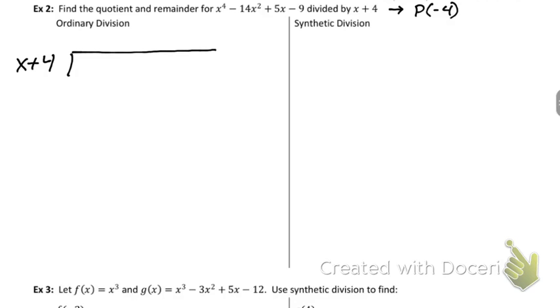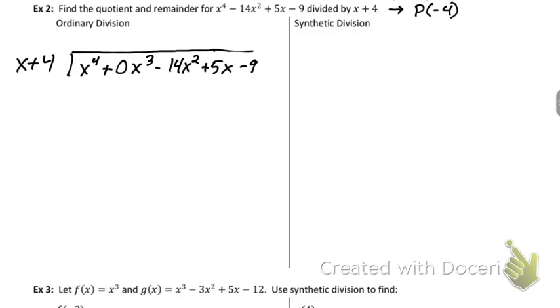Like Lizzie said, we have to account for every power. If they give me an x to the 4th, I have to account for x to the 4th, x to the 3rd, x squared, x, and I have to account for a constant. So we're going to plug in x to the 4th. We do have to account for 0x cubed. Then we have negative 14x squared plus 5x minus 9. And now I can do the division.